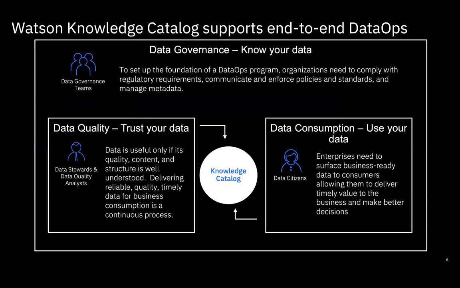So Watson Knowledge Catalog is built to support the different parts of DataOps, all within one end-to-end platform. And so we are bringing together capabilities around data governance, data quality, and data consumption. So that is multiple different personas. Data governance would be owned by perhaps your chief data office and their data stewards. It's really setting up the foundation and managing your metadata, making sure that you comply with regulatory requirements by enforcing policies and standards across the business.